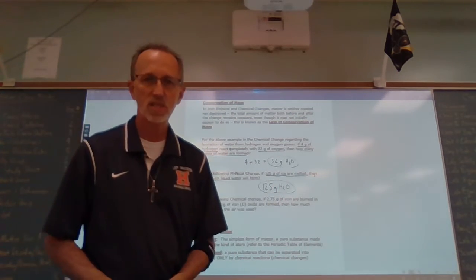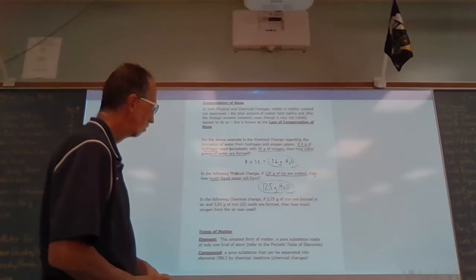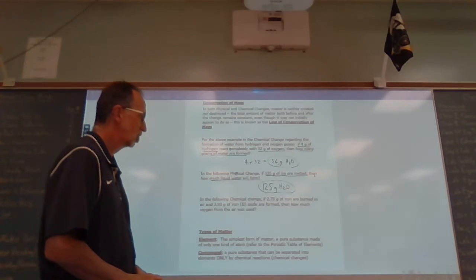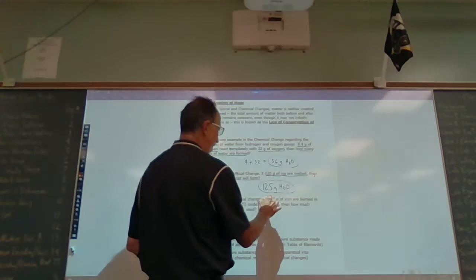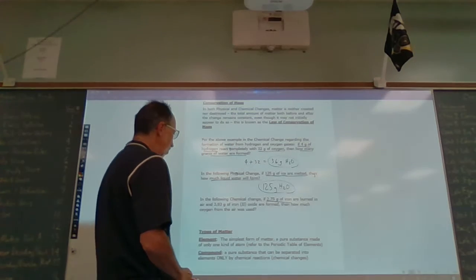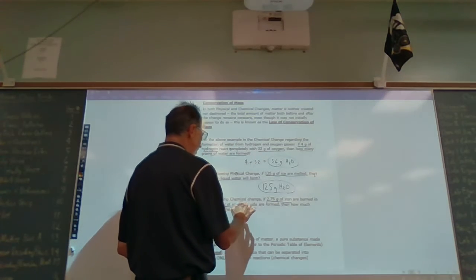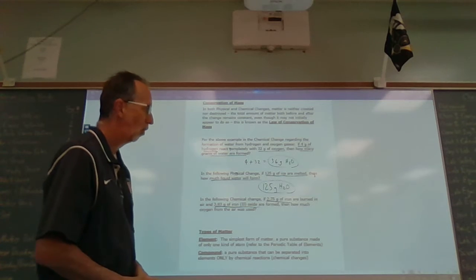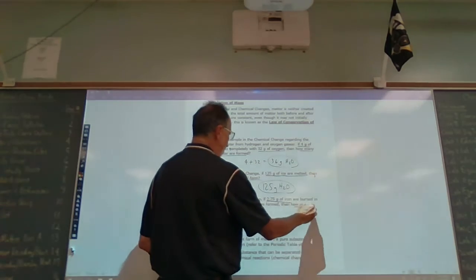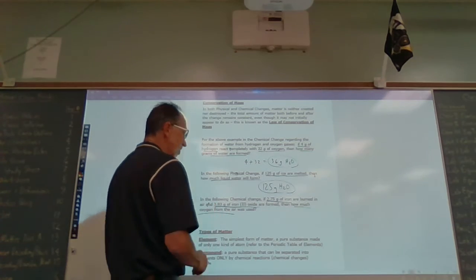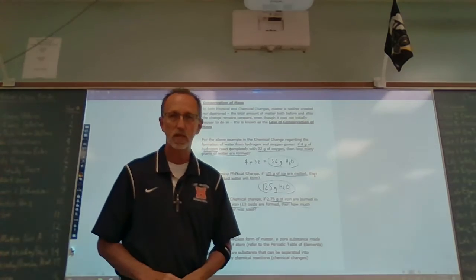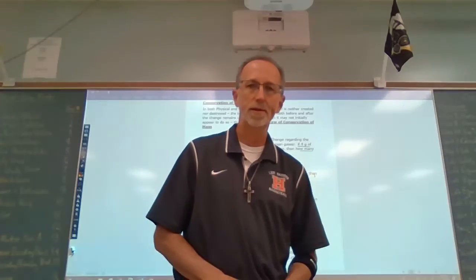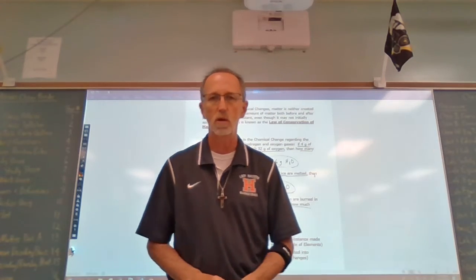Mass before the change equals mass after. In the following chemical change, if 2.75 grams of iron are burned in air and 3.93 grams of iron(II) oxide are formed, then how much oxygen from the air did you use? Okay, well, this was similar to what we did in 1-1A, burning steel wool.